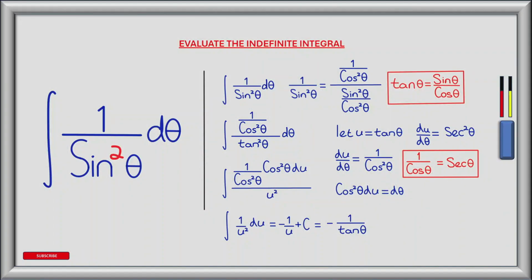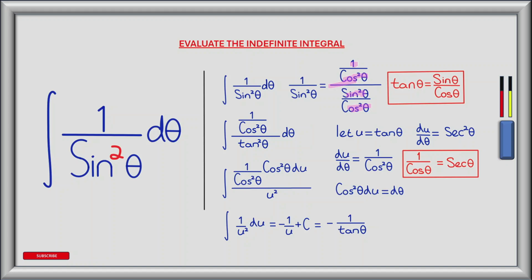Let's look at how we find the indefinite integral of 1 divided by sin²θ dθ. To evaluate this, let's first divide both numerator and denominator by cos²θ. This gives 1 divided by cos² divided by sin² divided by cos².